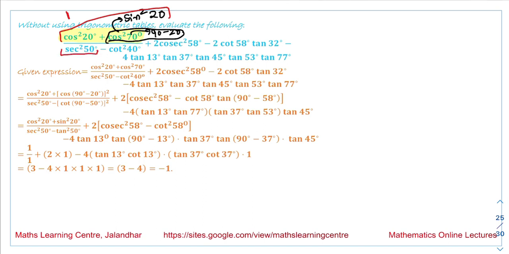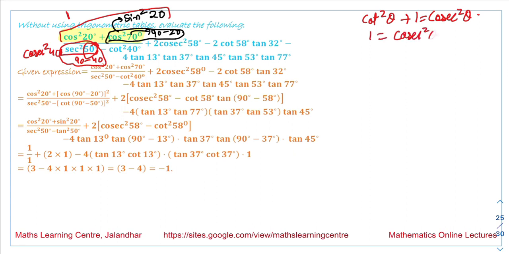Next, if we write this secant square 50, this 50 we are writing as 90 minus 40. So this whole term will become cosecant square 40, and the identity we have is cot square theta plus 1 is equal to cosecant square theta. So 1 is equal to cosecant square theta minus cot square theta. So we are saying this whole term will also be equal to 1.